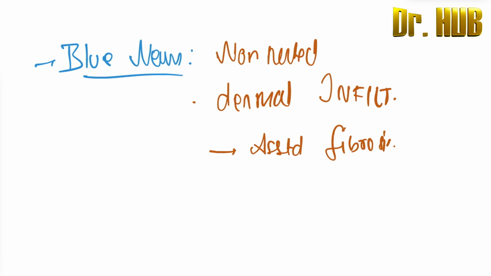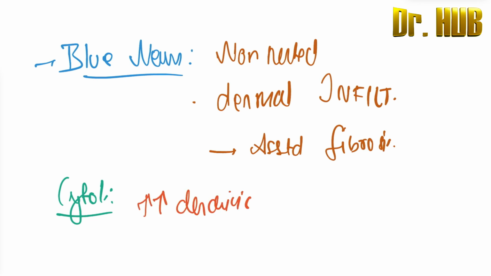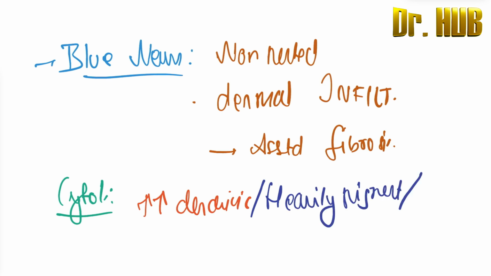Next, let's look at the cytologic features. Under the cytologic features, it is highly dendritic and heavily pigmented, and there is presence of nevus cells. So this is with respect to the blue nevus.